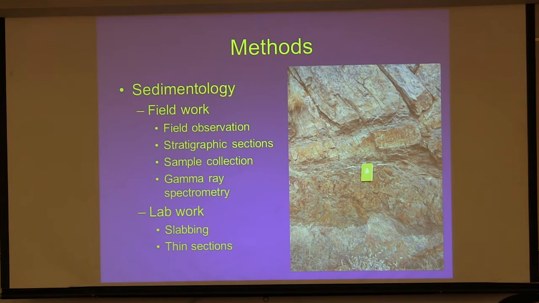The methods I used for this project, most of it was field work. I did field observation, did stratigraphic sections of both of my localities, did sample collecting every 1 to 3 meters depending on if the units were covered or not, and I did gamma ray spectrometry every meter or at every lithological change. The lab work, I slabbed my samples and had thin sections made.